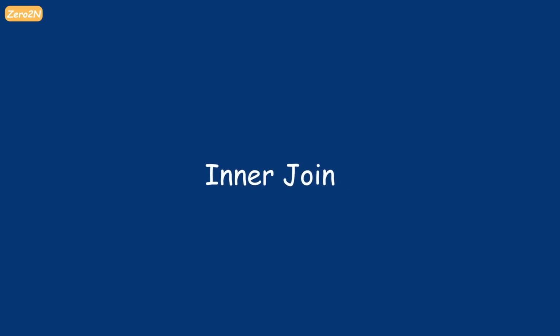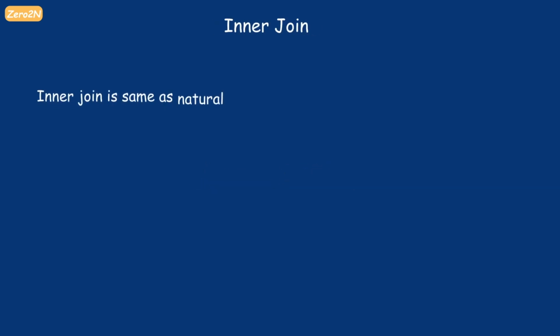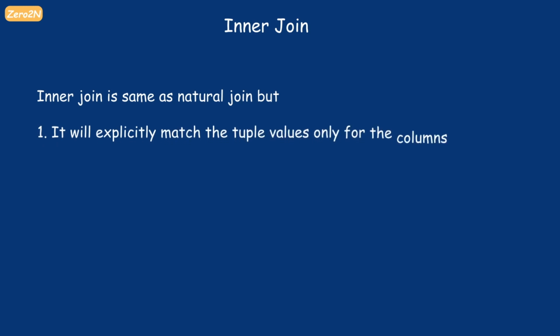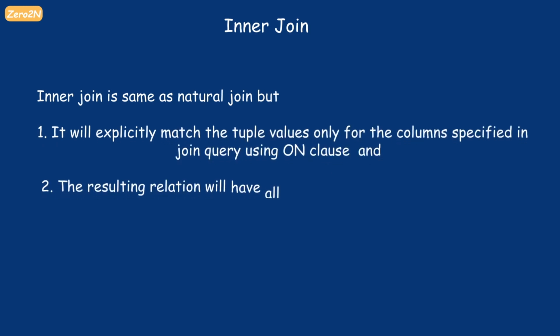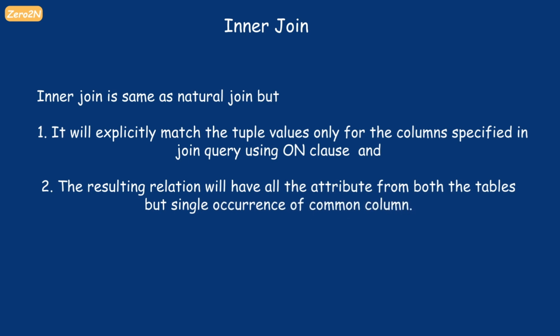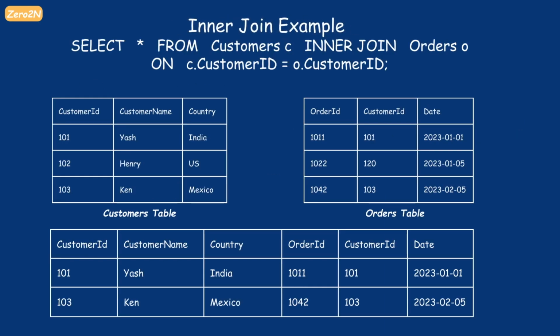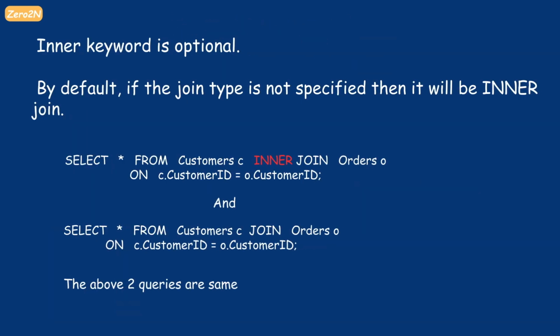Inner join. Inner join is same as natural join, but it will explicitly match the tuple values for the columns specified in the join query using on clause. And the resultant relation will have all the attributes from both the tables, but single occurrence for the common column. This is an example of an inner join query that is joining based on the values in the customer ID column. In the inner join query, the inner keyword is optional. So by default, if the join type is not specified, then it will be an inner join.